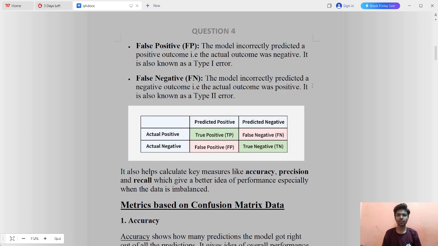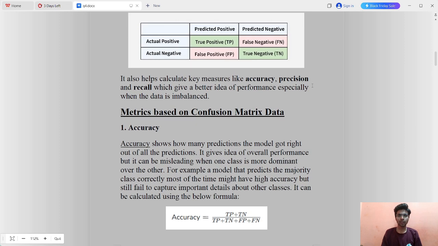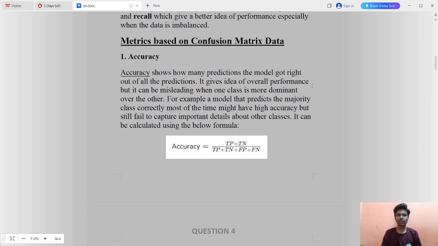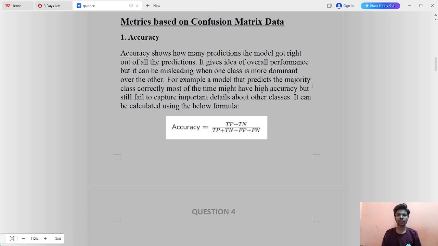In this given table, it also helps calculate key measures like accuracy, precision and recall, which give a better idea of performance, especially when the data is imbalanced. Metrics based on the confusion matrix data. Accuracy. Accuracy shows how many predictions the model got right out of all predictions.